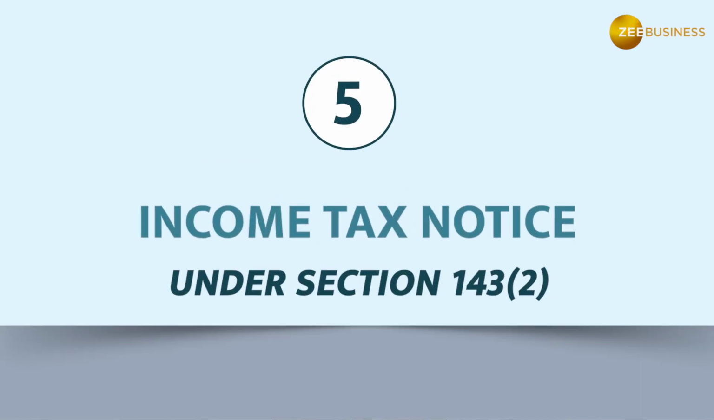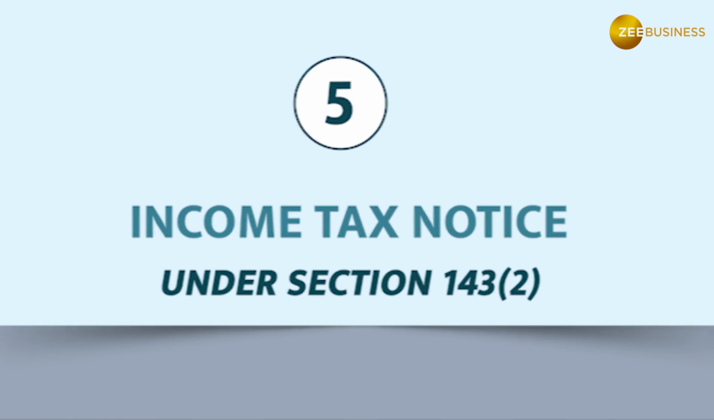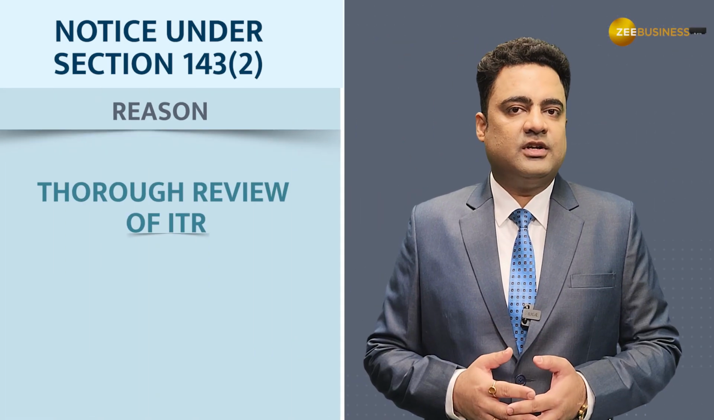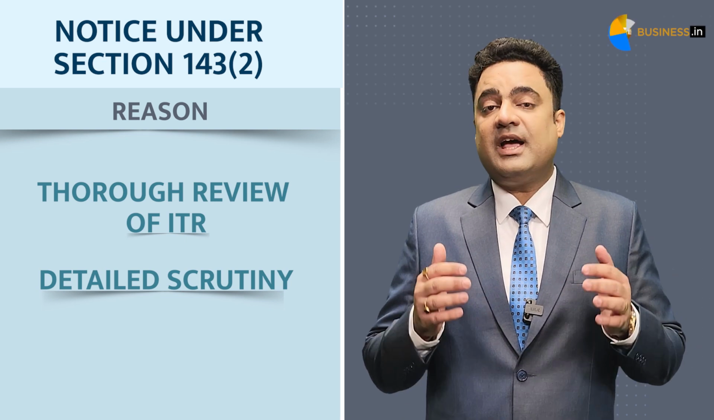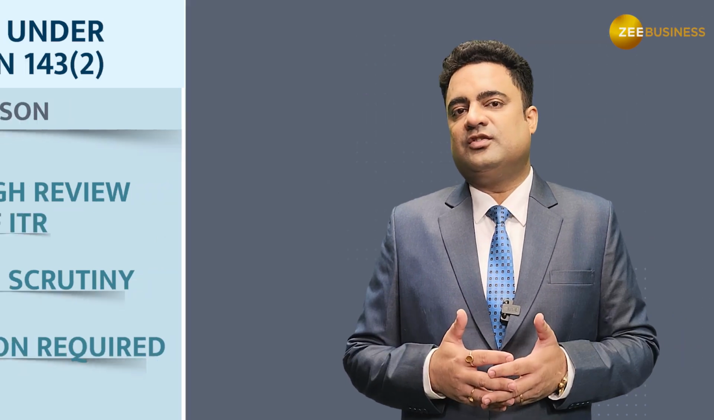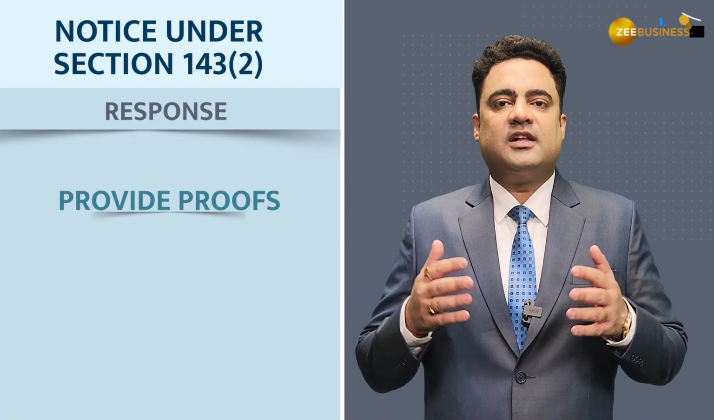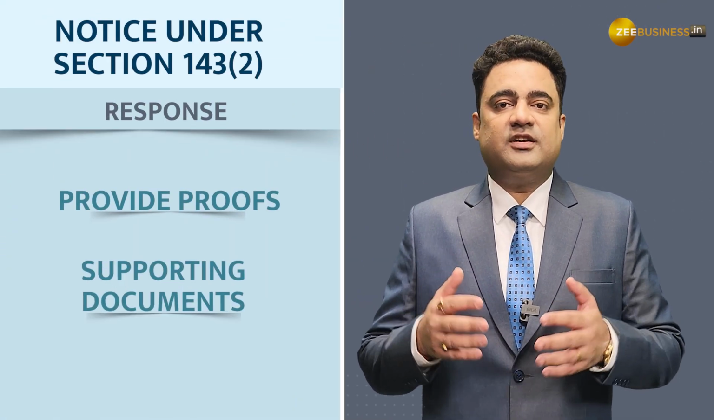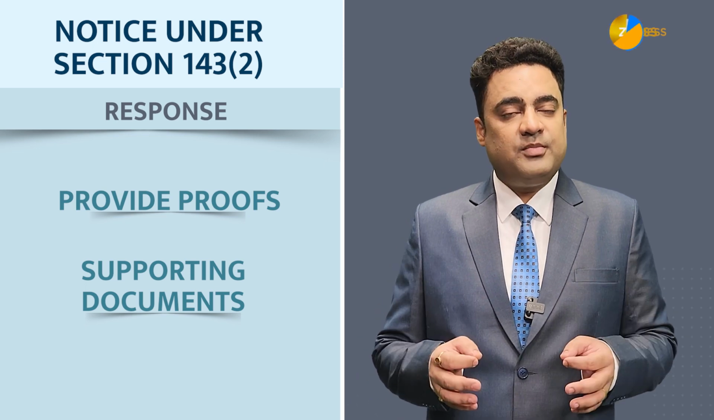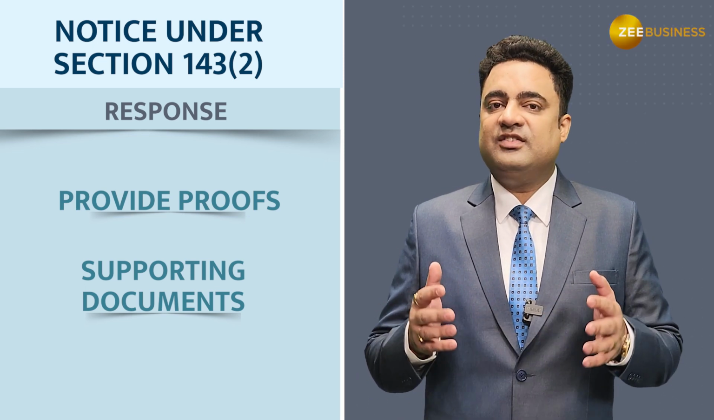Point number 5, notice under Section 143(2). This is when the IT department conducts a thorough review of a taxpayer's return. This signals a detailed scrutiny and requests for documents and explanations. The assessing officer conducts an inquiry to rule out tax evasion, claims of excessive loss, and understated earnings. This requires prompt and accurate justifications to prevent serious penalties.